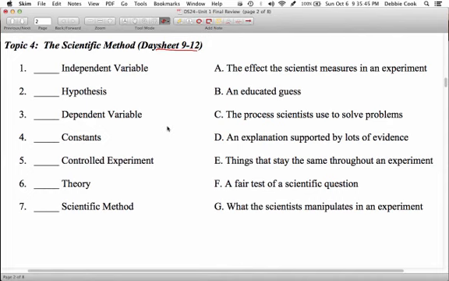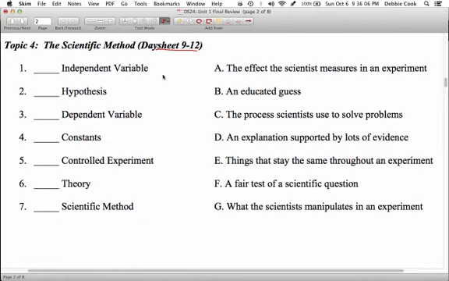For the first section of topic number 4, all we're doing is reviewing key vocabulary to understand the scientific method. Remember, we've talked about this before. Biology is not only a science class, but it's also a foreign language. So if you don't know what your individual definitions mean, you'll have a hard time being successful on the test. Let's look at number 1.